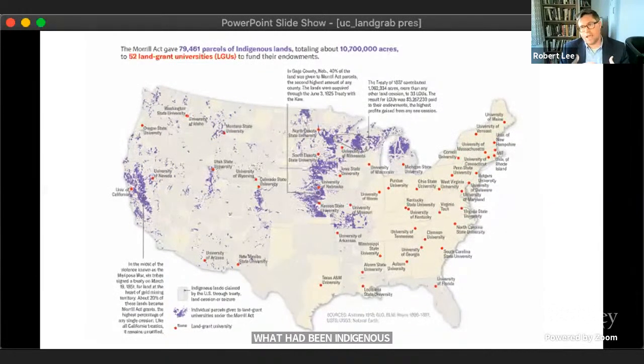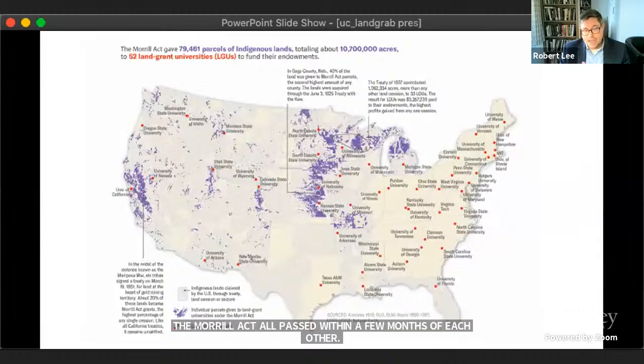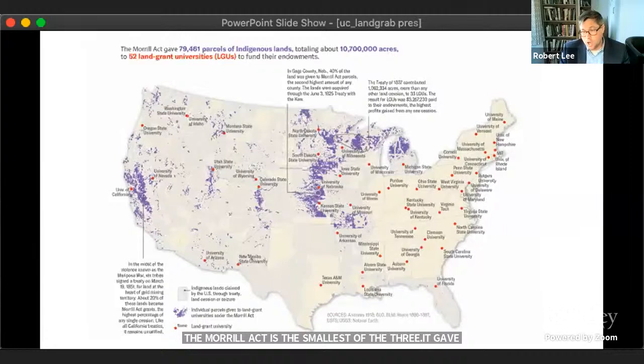So in 1862, we have what's sometimes seen as the big three of the public land laws. There's the Homestead Act, the Pacific Railway Act, and the Morrill Act, all passed within a few months of each other. The Morrill Act is actually the smallest of the three. It gave out close to 10.8 million acres. We were able to locate roughly 99% of those, 10.78 million acres, as you see here on the slide.